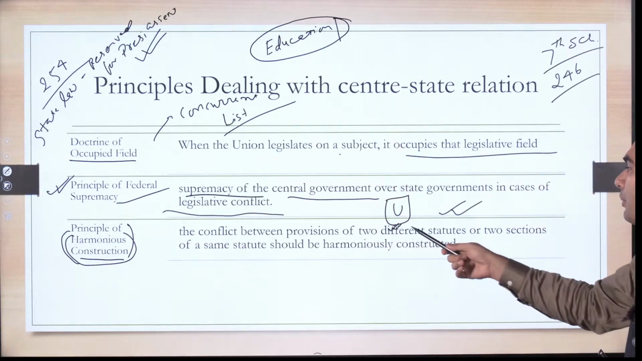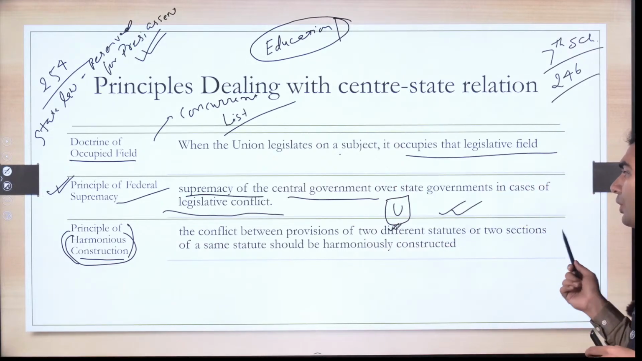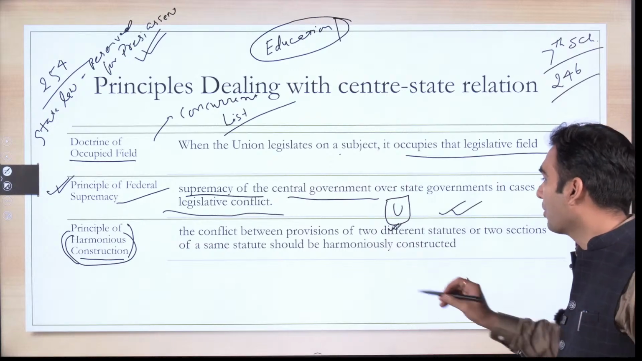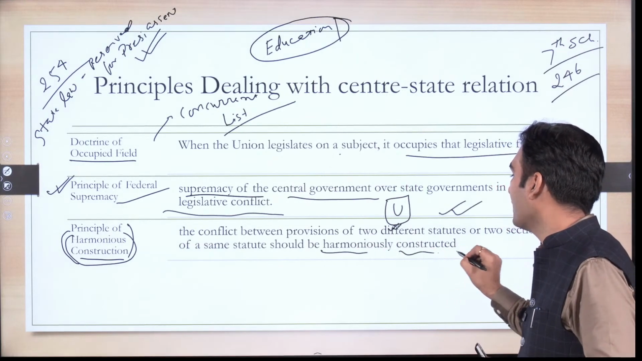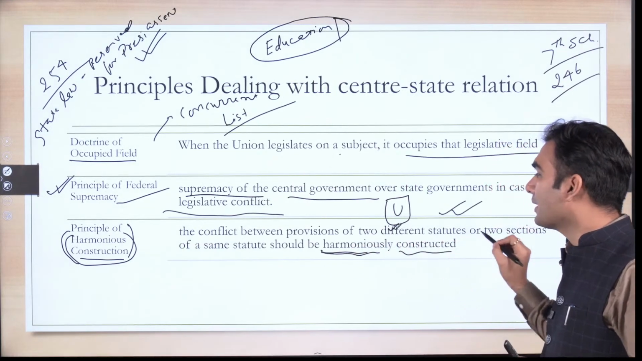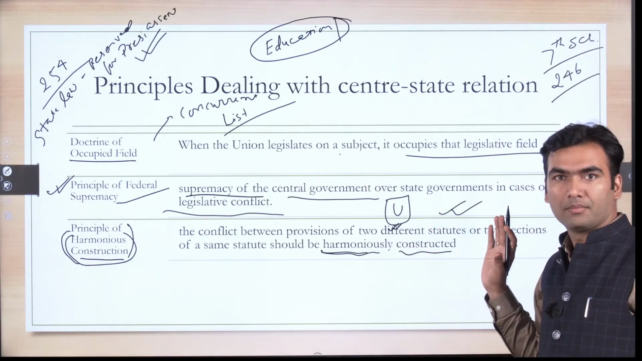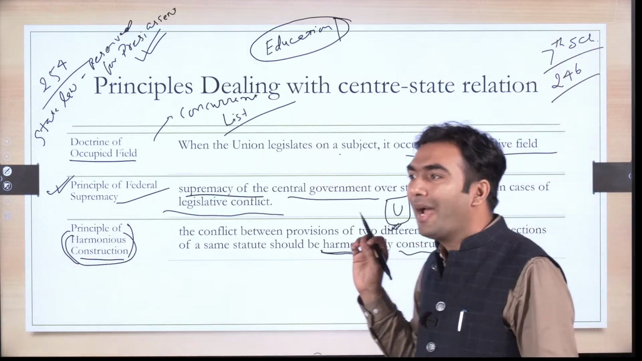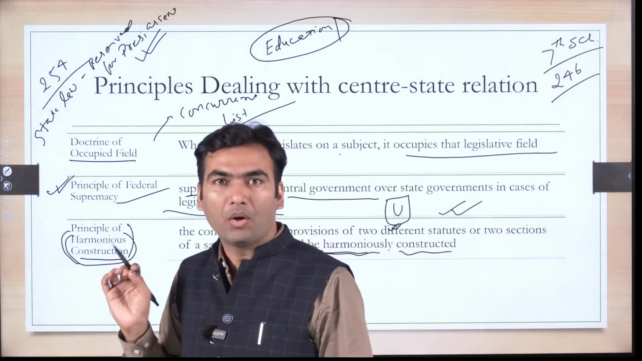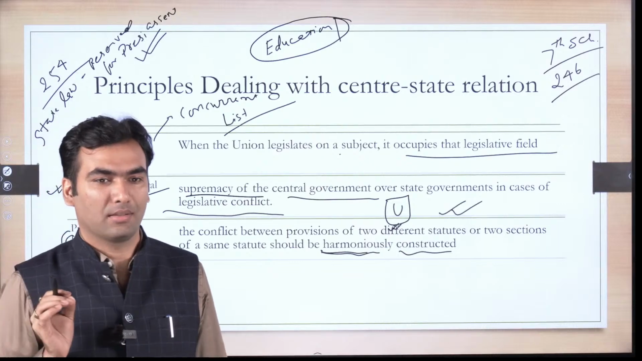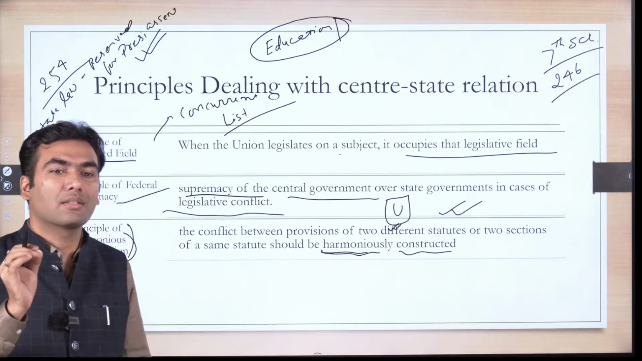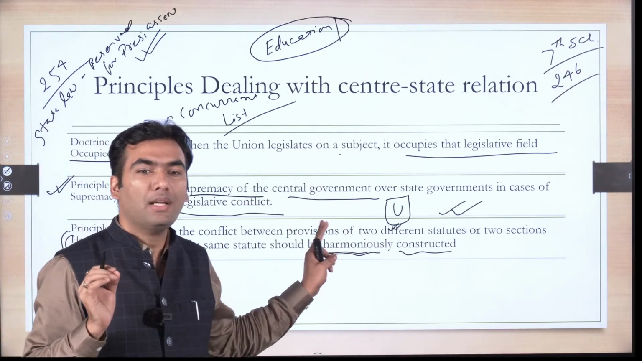The conflict between provisions of two different statutes or two sections of same statute should be harmoniously constructed. Harmoniously constructed means they should be constructed in such a way that they survive. They would not be interpreted as per their dictionary meaning or as per their strict legal sense. Rather, they would be interpreted in such a way so that both can survive.